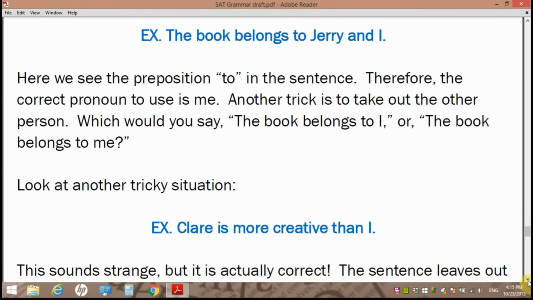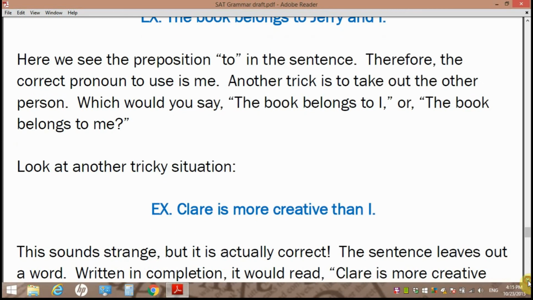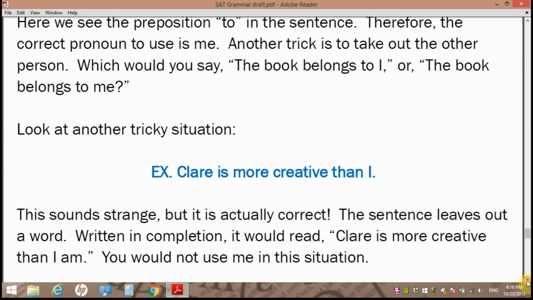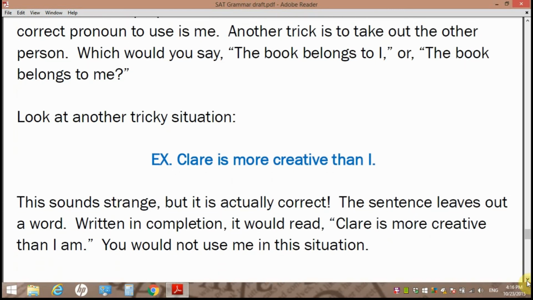Claire is more creative than I. Again, I sounds more formal here, so you think it's correct. However, the sentence is actually written incompletely. You would actually state the sentence, Claire is more creative than I am. I is correct in this situation. You would not say Claire is more creative than me am.